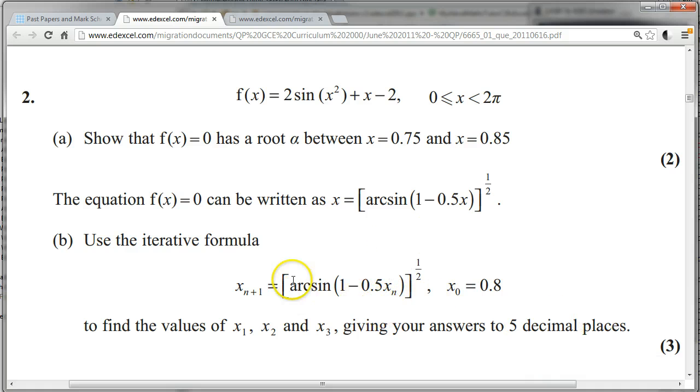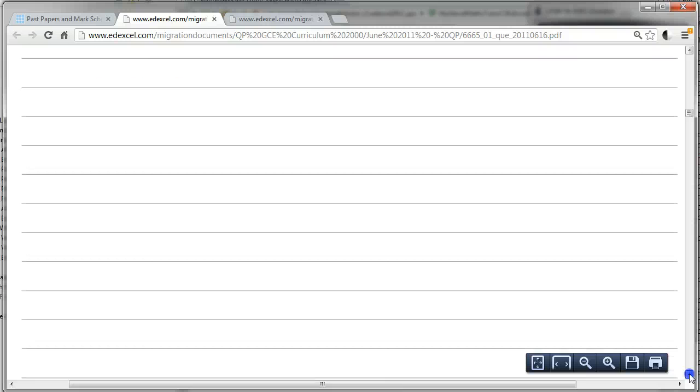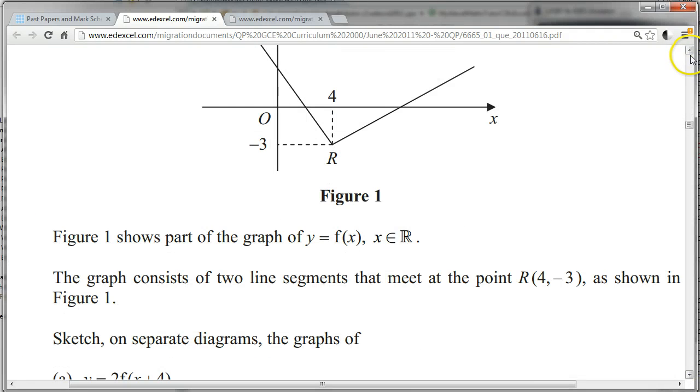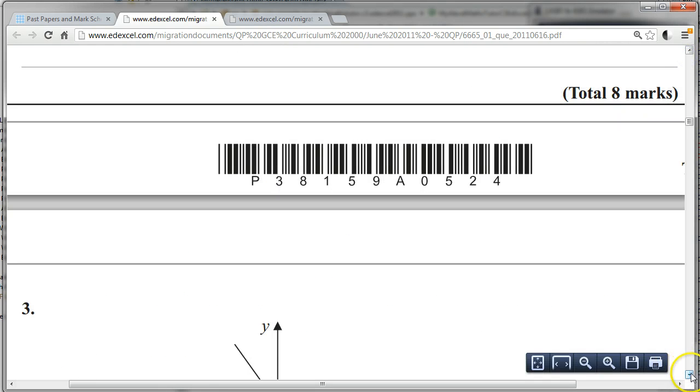Useful little tip if you want to save some time with these questions because they are long-winded. So let's move on then. So question 2 is long-winded. I don't think I would want to do that early on in the exam because I want to get some good marks, quick marks under my belt really. Question 3. Let's have a look at this one.